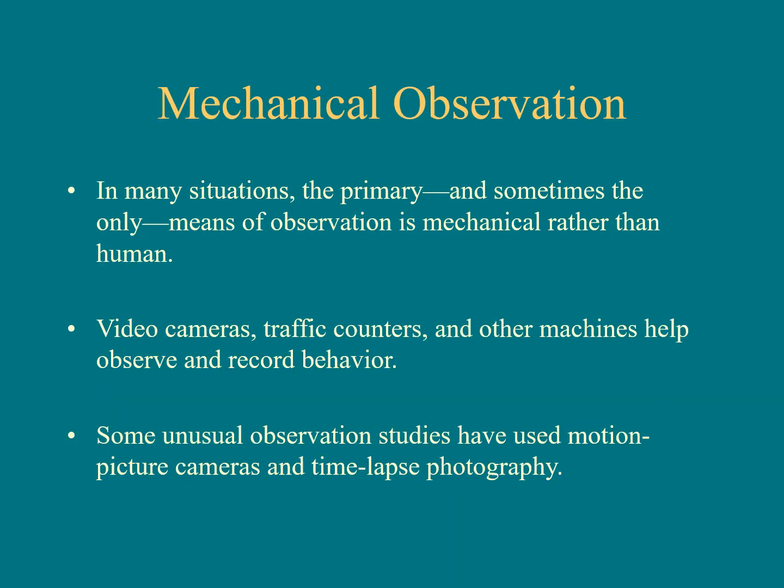Mechanical observation. In many situations, the primary and sometimes the only means of observation is mechanical rather than human. Video cameras, traffic counters, and other machines help observe and record behavior. Some unusual observation studies have used motion picture cameras and time-lapse photography.